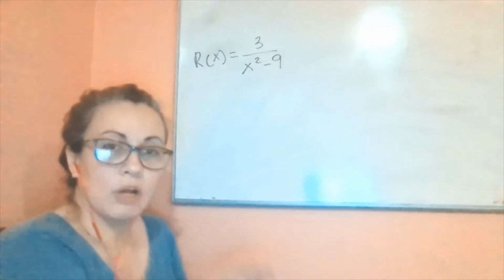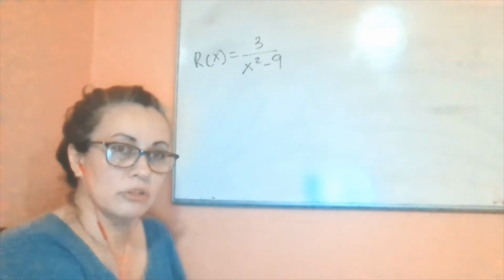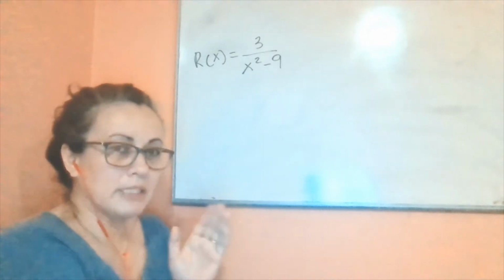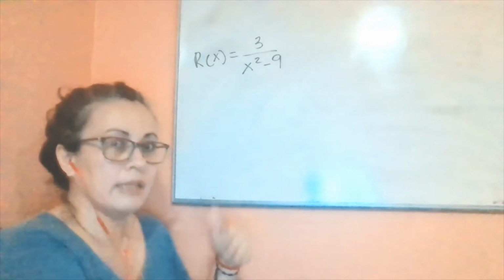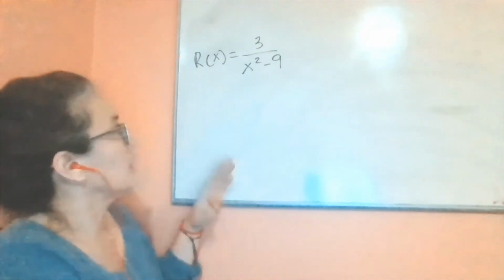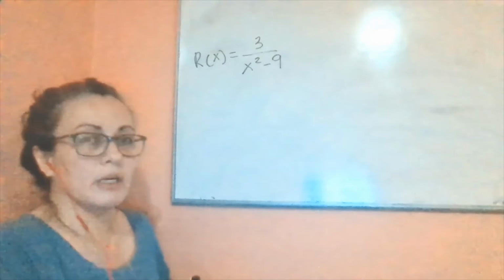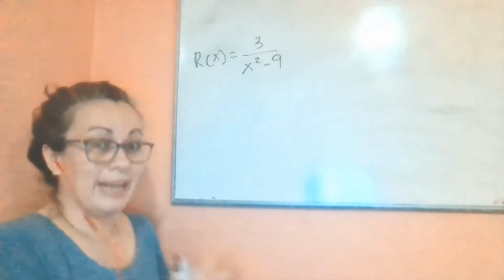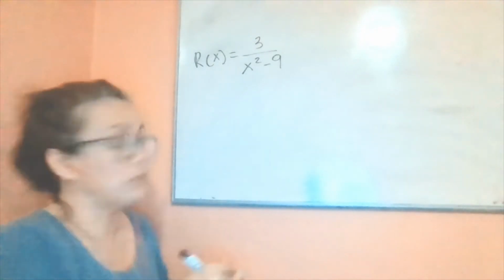Today I'm going to explain how to graph rational functions following some basic steps and get the answer that you want. Let's begin. Step number one is factoring and cancel if it's possible.